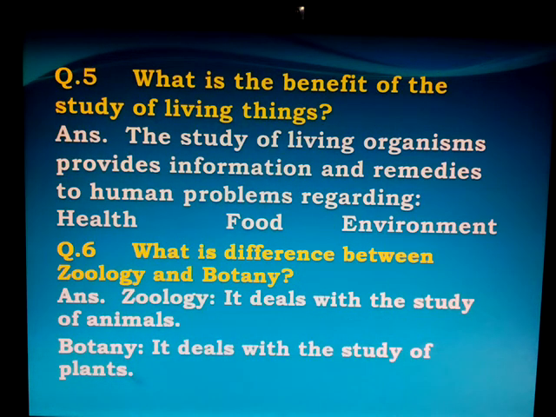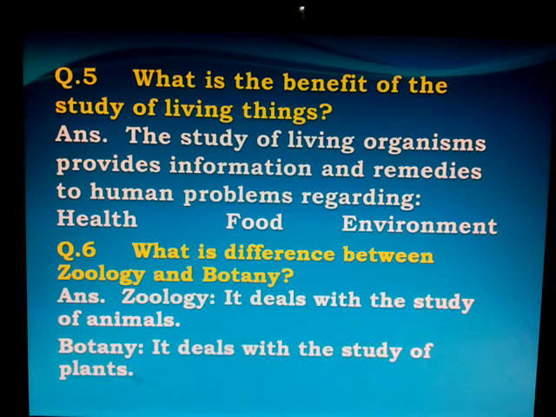Then question number 5. What is the benefit of the study of living things? We say the study of living things provides information and remedies to human problems regarding health, food and environment. The benefit of studying living things is that we know that all living things need health, they need food, and they need a good, suitable environment to live. So by studying living organisms, we get this information and we can find out these things for living things.